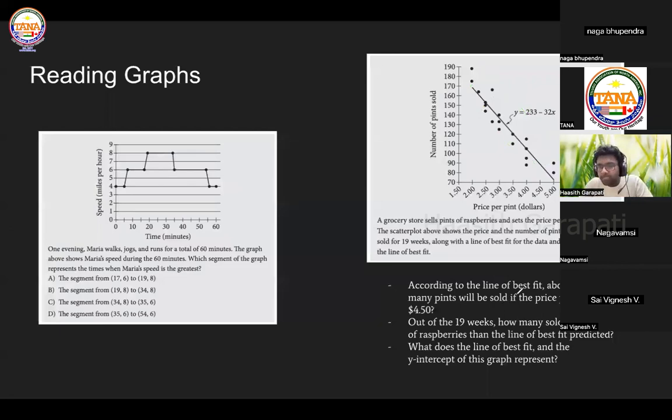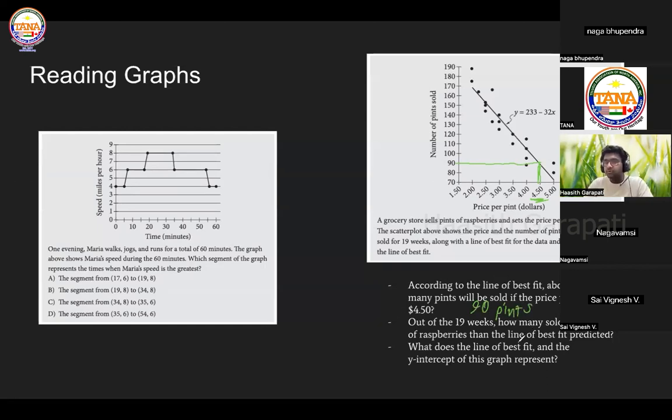For example, okay, according to the line of best fit, around how many pints will be sold if the price per pint is $4.50? Now, okay, we can't be for sure, but the line of best fit will give us a good approximation. So you can say, okay, if the price is $4.50, where does that correspond to on the y-axis? It corresponds to around 90. So you're going to sell around 90 pints.